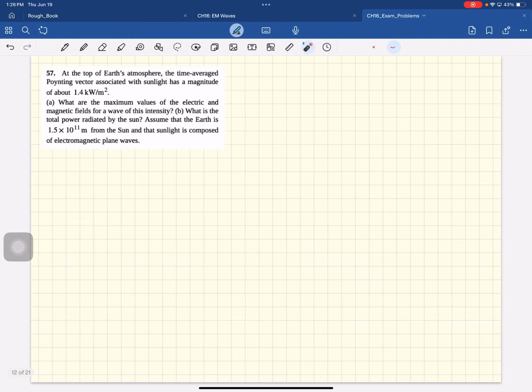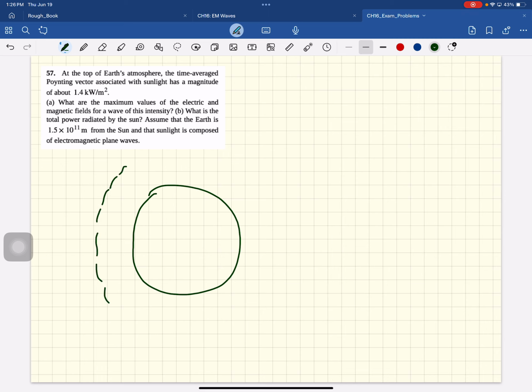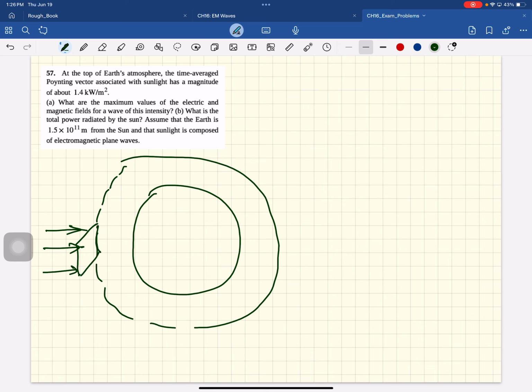Okay. So this problem says at the top of the Earth's atmosphere, the time average Poynting vector associated with sunlight has a magnitude of 1.4 kilowatt per meter squared. So what this means is, you should be aware of this number. We have sunlight reaching, and for every meter square, the intensity is 1400 watts per meter square.